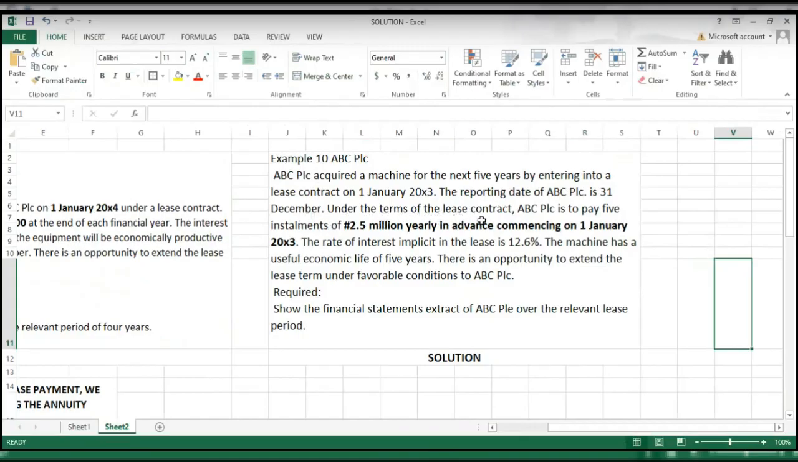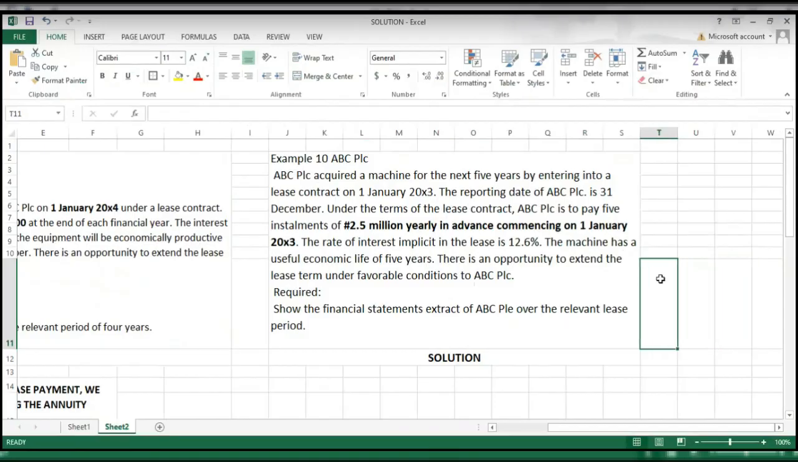Under the terms of the lease contract, ABC PLC is to pay 5 installments of 2.5 million yearly in advance, commencing on 1st January 20X3. The rate of interest in the lease is 12.6%. The machine has a useful economic life of 5 years. There is an opportunity to extend the lease term under favorable condition to ABC PLC. Required, show the financial statement extract of ABC PLC over the relevant lease period.